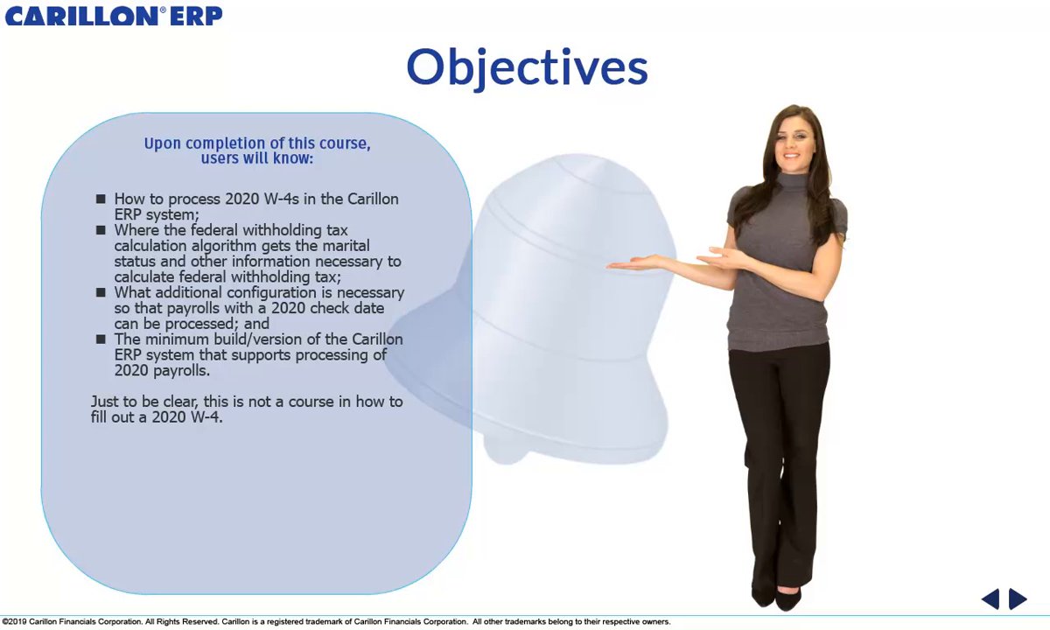Upon completion of this course, users will know how to process 2020 W-4s in the Carillon ERP system, where the federal withholding tax calculation algorithm gets the marital status and other information necessary to calculate the federal withholding tax. What additional configuration is necessary so that payrolls with the 2020 check date can be processed? And the minimum build version of the Carillon ERP system that supports processing of 2020 payrolls.